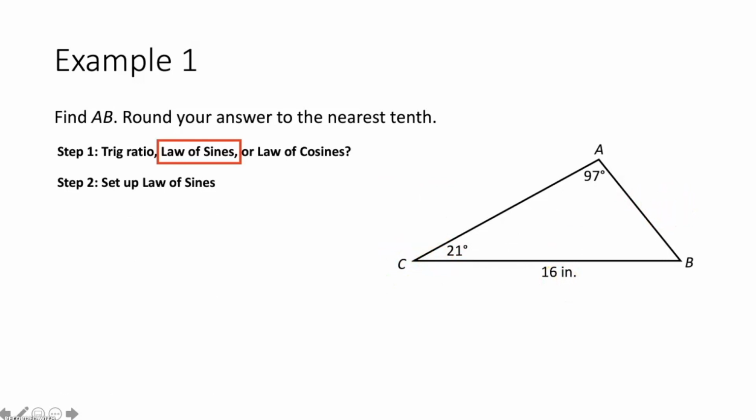So the way I set up my law of sines is my first ratio, I make sure that I'm given both the angle measure and the side opposite. So my first ratio is going to be sine of A over the length of the side opposite, the measure of segment BC, because I'm given both of those measures.